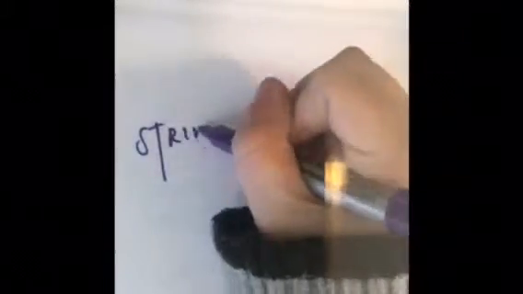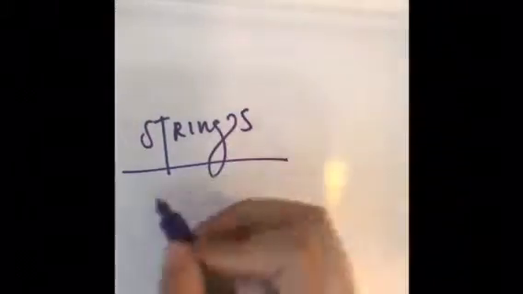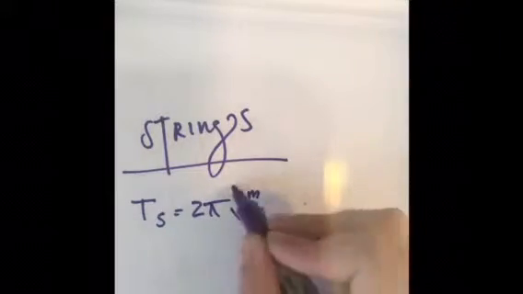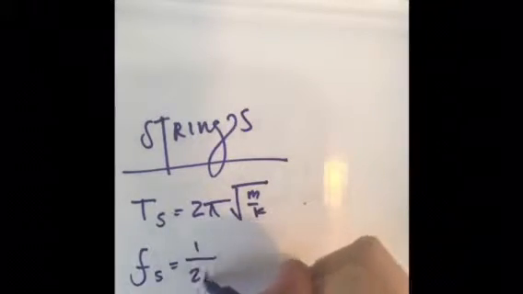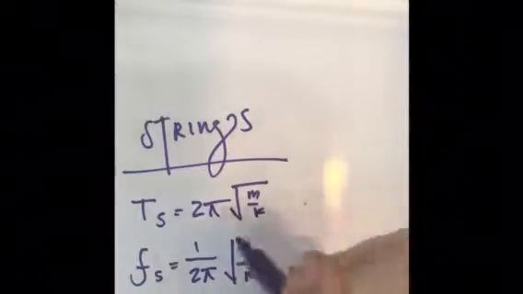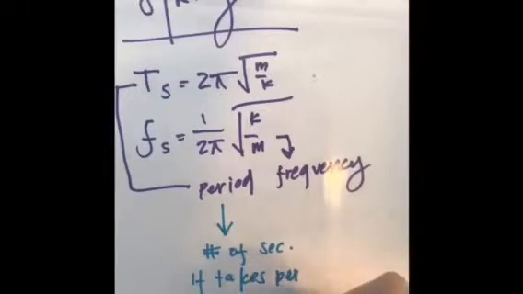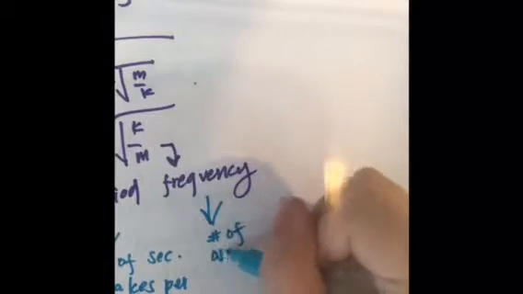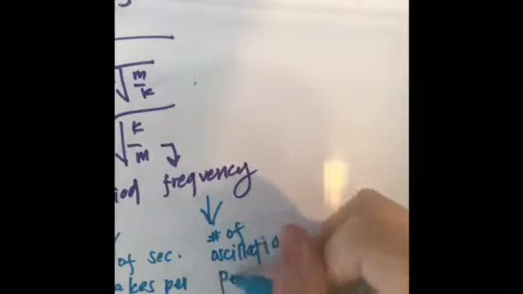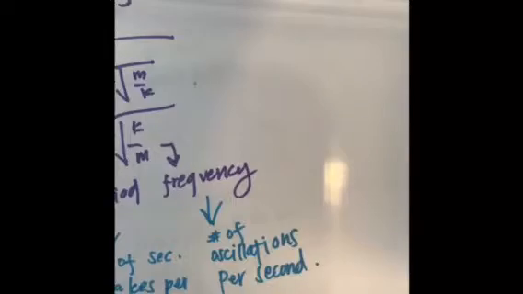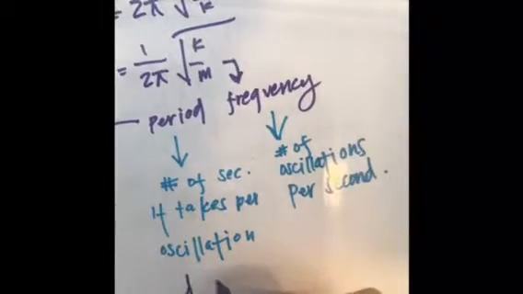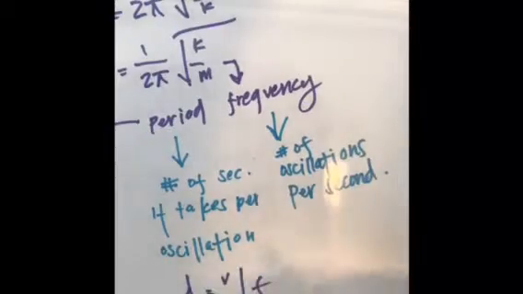So for a string, when you want to find the period or the frequency, the period equation is 2 pi square root of the mass divided by the spring constant. And frequency is basically just the reciprocal of that. Now, what is period? Period is the number of seconds it takes per oscillation. And frequency is the number of oscillations per second. Also, if you need to find wavelength, you could always just do the velocity divided by the frequency, and that will give you wavelength.